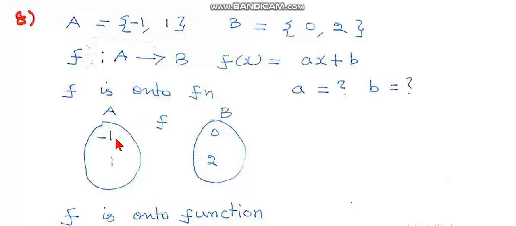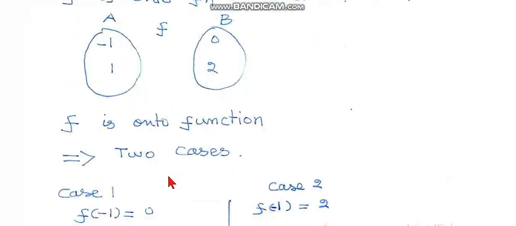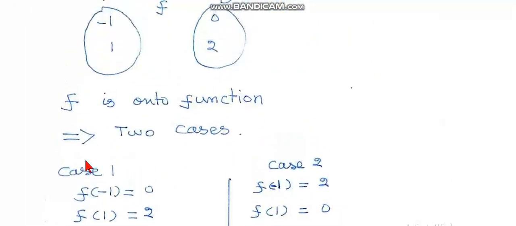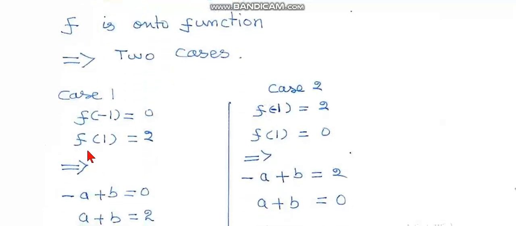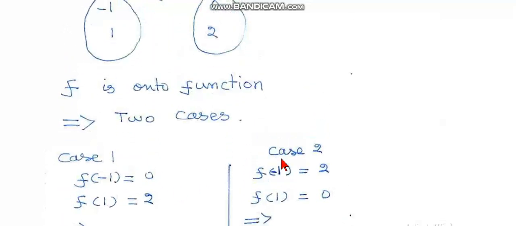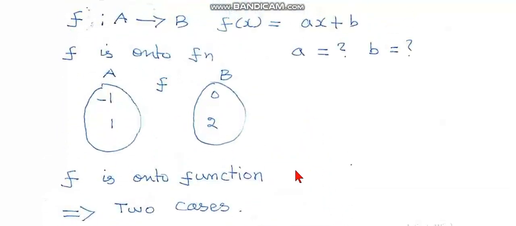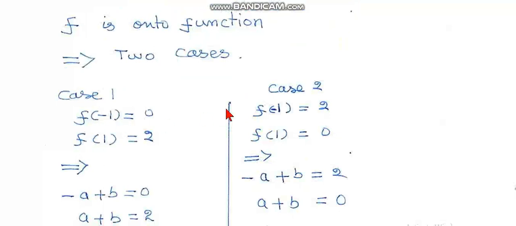So there are two possibilities. Minus 1 may be mapped to 0 and 1 mapped to 2, or minus 1 may be mapped to 2 and 1 mapped to 0. f is onto function, so there are two cases. Case 1, f of minus 1 equal to 0 and f of 1 equal to 2. Case 2, f of minus 1 equal to 2 and f of 1 equal to 0. These are the only two possibilities.